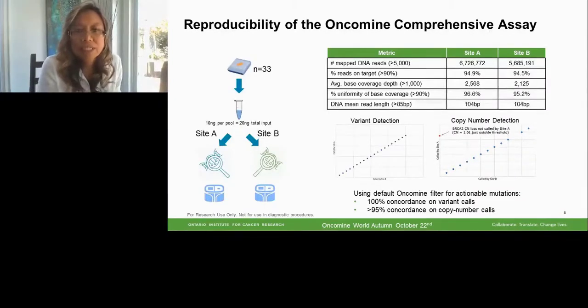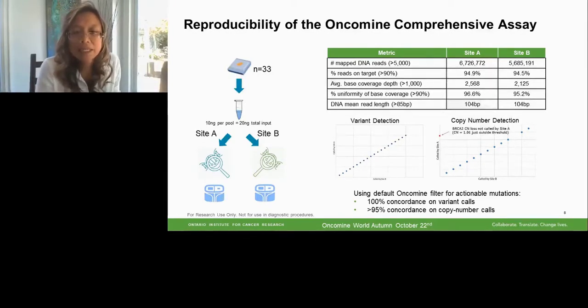So one of the first things we did when we looked at whether the Oncomine comprehensive assay or the Oncomine product line could satisfy our research needs, we did a reproducibility study. And for that, we extracted DNA from about 33 formalin-fixed paraffin-embedded, in this case, breast cancer tissues. The DNA was extracted, and that same aliquot of DNA was processed in 2 different laboratories. And as you can see here, these are the metrics from both sites, Site A and Site B, of the general QCs that come from running the assay.